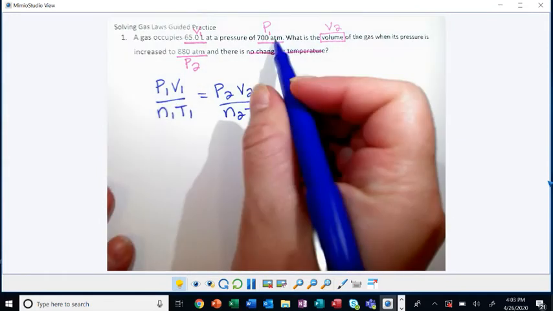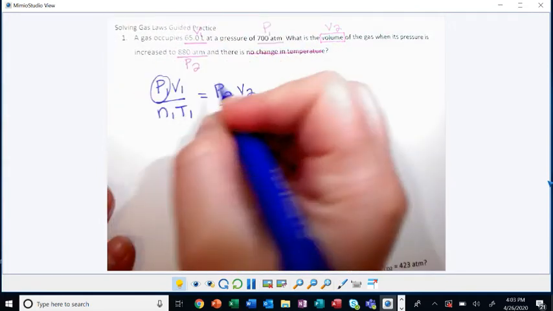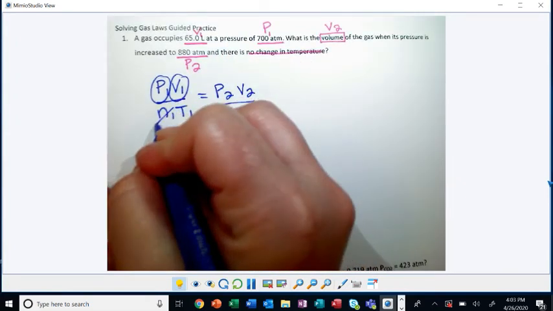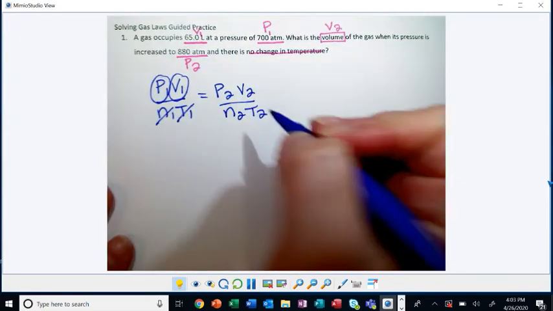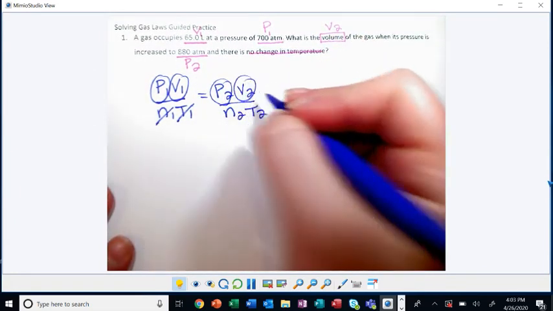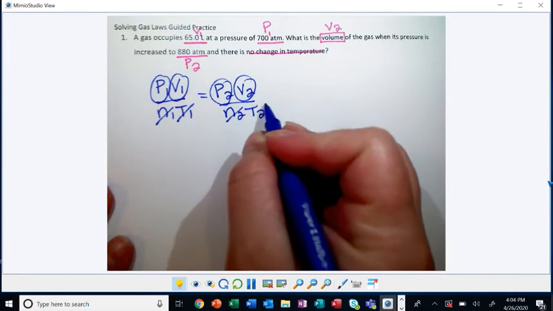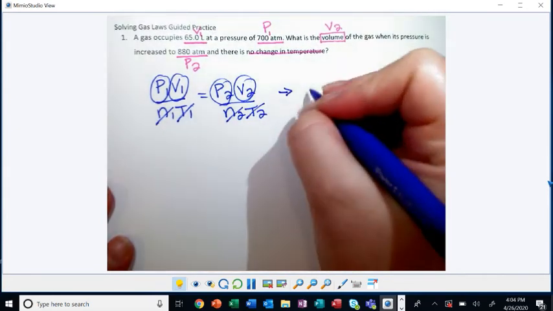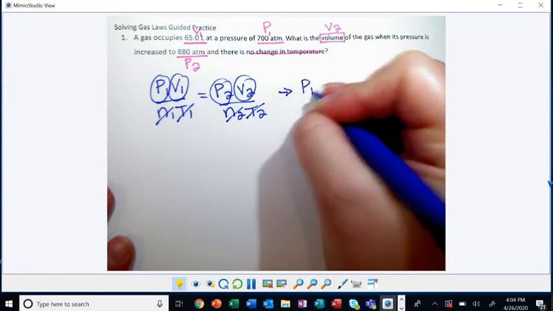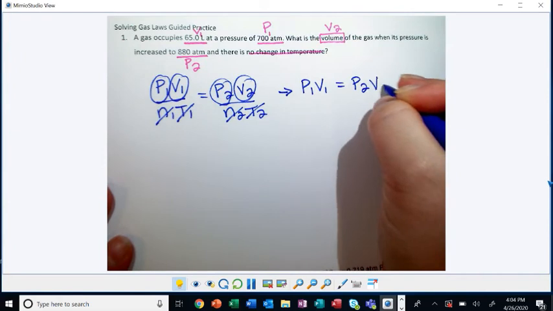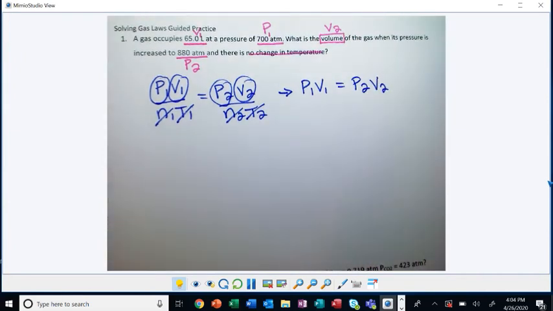I have a P1 up here, so I'm going to need P1. A V1, yes. We have nothing labeled N and nothing labeled T. Same thing on this side. P2, I have a V2, but no N2 or T2. So therefore, my equation becomes P1 V1 equals P2 V2.